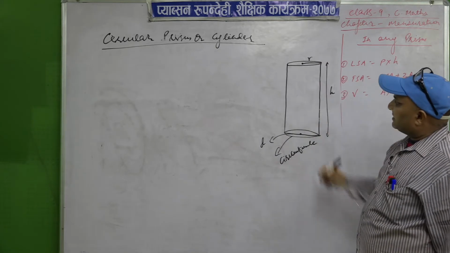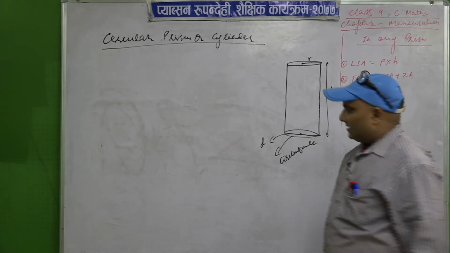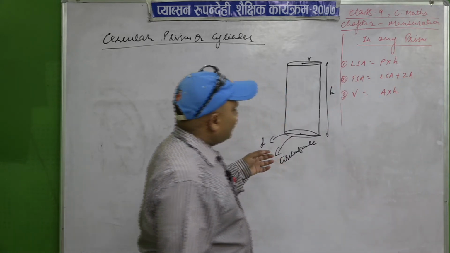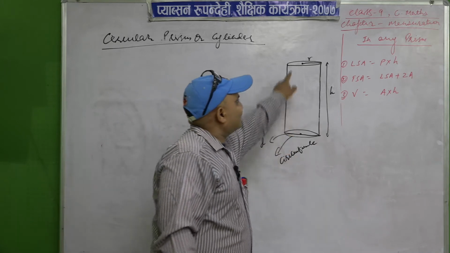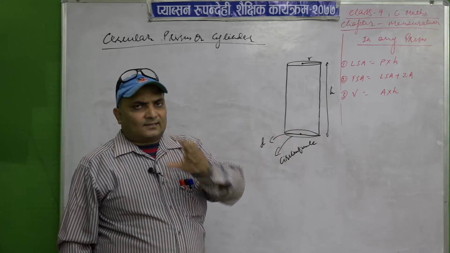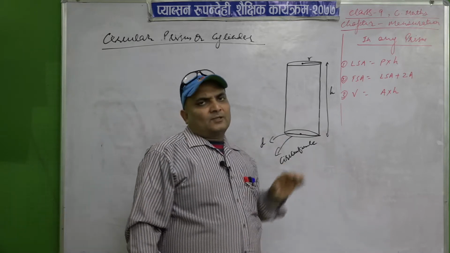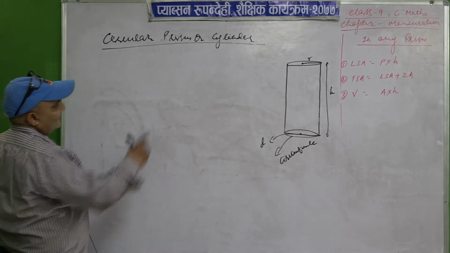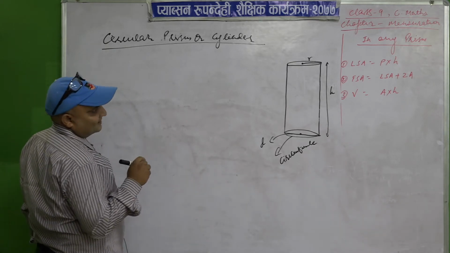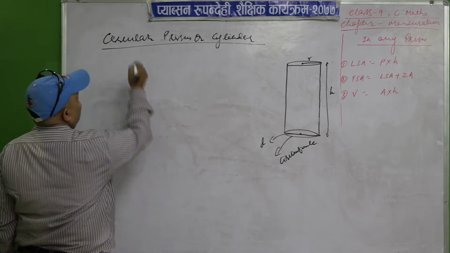So suppose this is a cylinder, or this is a circular prism. Why is it called a circular prism? Because it has two congruent circles. That's why it is called a circular prism or the cylinder. Now how to find out the lateral surface area, total surface area, and the volume of the cylinder?